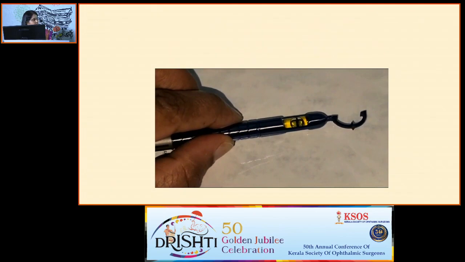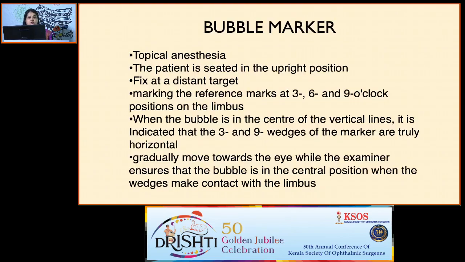There is an air bubble inside the liquid which moves to right and left on tilting, and when it is horizontal, the air bubble remains in the center, on the vertical line. So the method is, after topical anesthesia, the patient is seated in the upright position, fixating at a distant target. The markings are made at 3, 6 and 9 o'clock position. When the bubble is in the center of the vertical line, it indicates that the 3 and 9 wedges of the marker are truly horizontal.